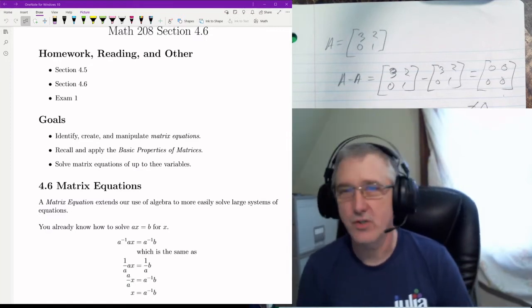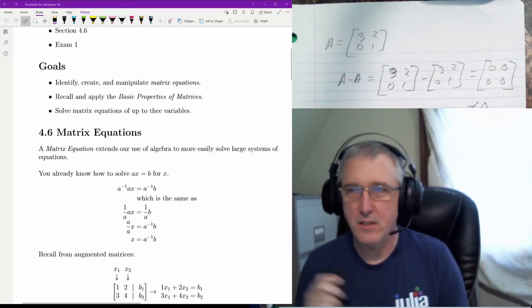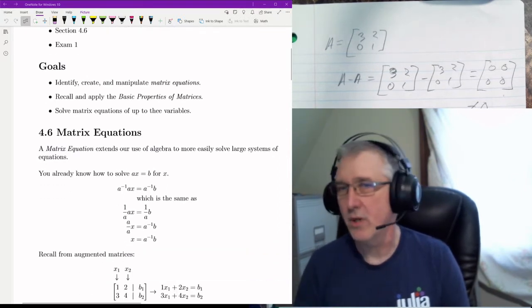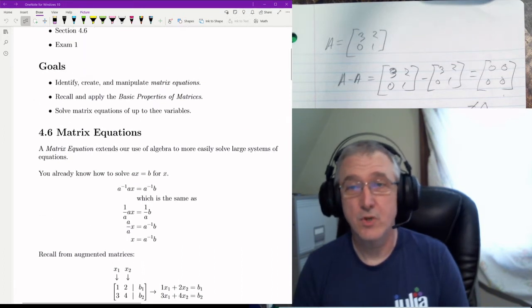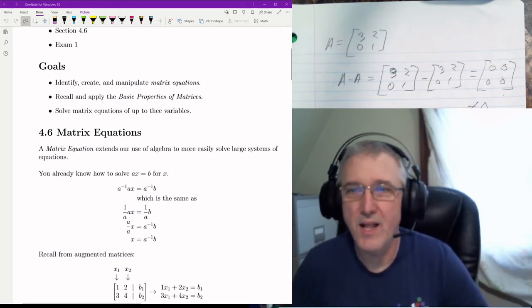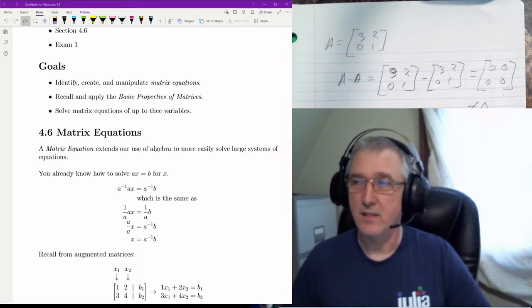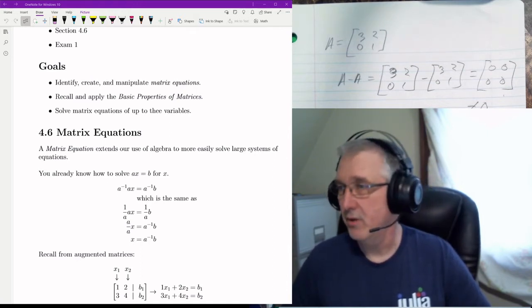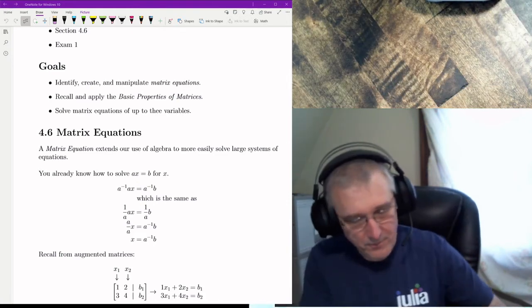Today we're covering section 4.6. We've got a couple of goals for today. 4.6 covers matrix equations. So our goals for today are to identify, create, and manipulate matrix equations, to recall, apply, and get very comfortable with the basic properties of matrices, and then solve matrix equations of up to 3 variables. So let's get started.